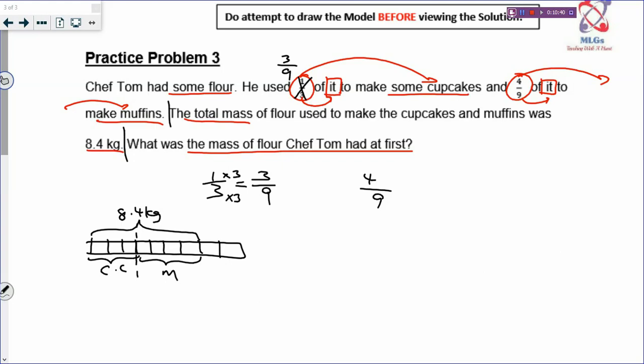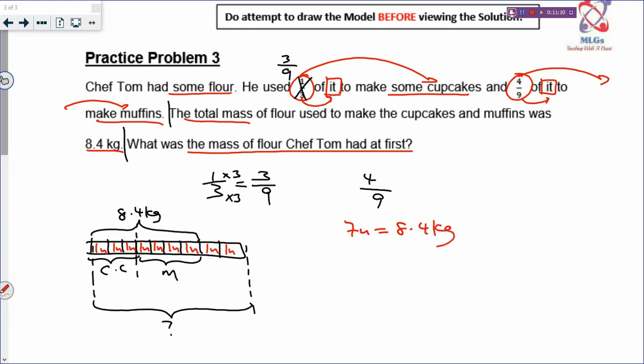And what was the mass of flour that Chef Tom had at first? Well, where do you put the question mark? You can be creative and draw your 2 dotted lines, and this is where you put the question mark to find the mass of flour at first. And your model is done. Alright, so you look at the model, and again, you call the boxes. They are all equal, so you call them units. So how many units is 8.4? That will be 7 units, which is 8.4.